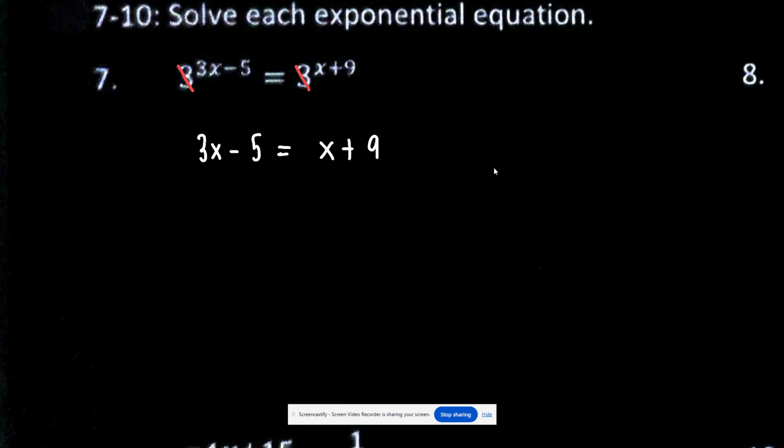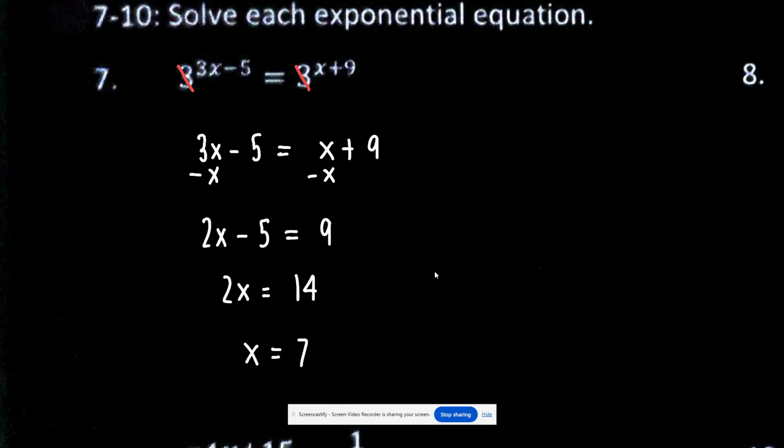Which one do I like moving, the 3x or the 1x? Well, I like moving the smaller one. So I'm going to move that 1x by subtracting x. So 3x minus 1x is 2x, minus 5 equals 9. Now I'm going to solve for x. How do I do that? Well, I add 5. So 2x equals 14. And then I divide by 2. So x equals 7. And that's it. That's all there is to that. So, very simple one to start with. You will have one very similar to that on your quiz tomorrow.